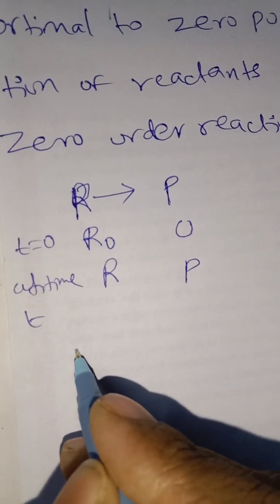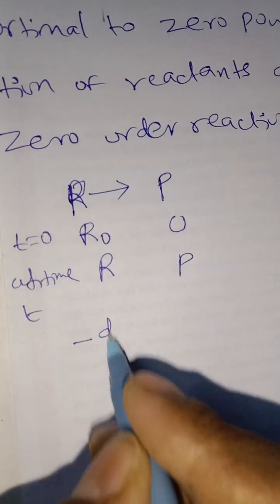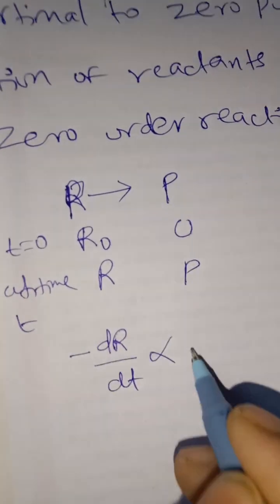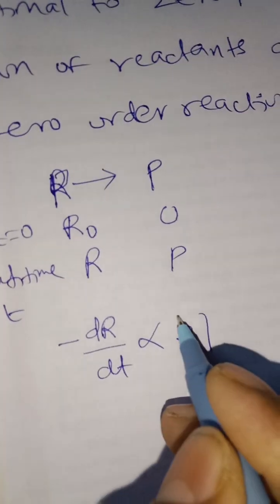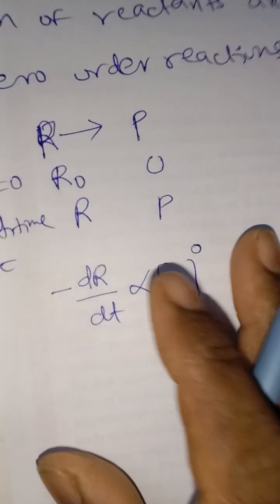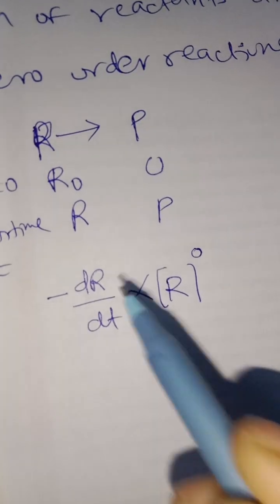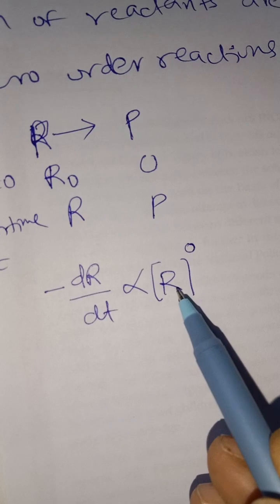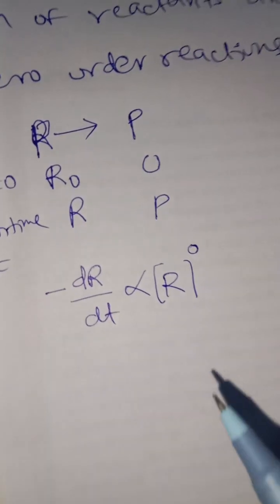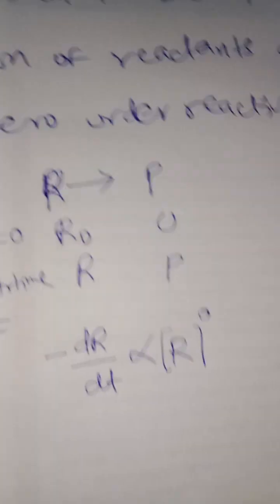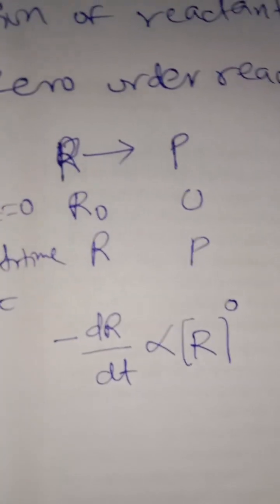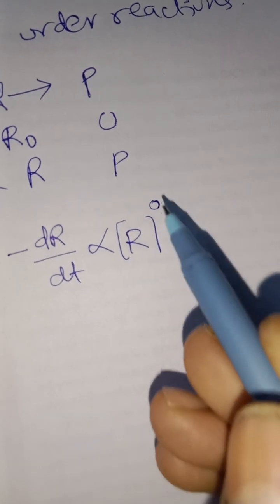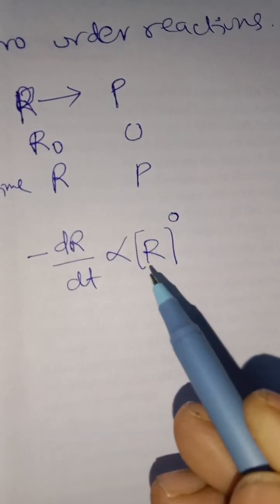From the definition, the reaction rate, indicated by minus dR by dt, is directly proportional to the concentration of the reactants. Here minus dR by dt represents the rate of the reaction, directly proportional to the concentration power 0. Here the rate of reaction is proportional to the zero power of the concentration of the reactant.